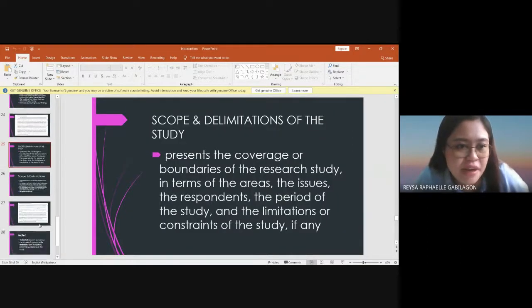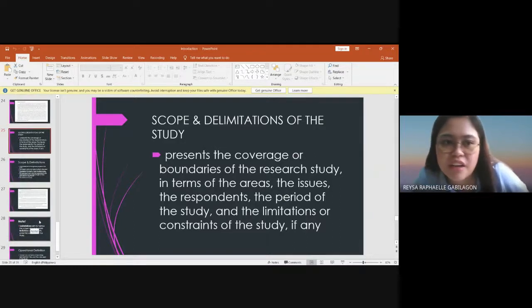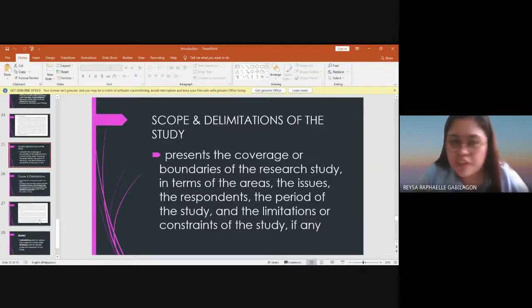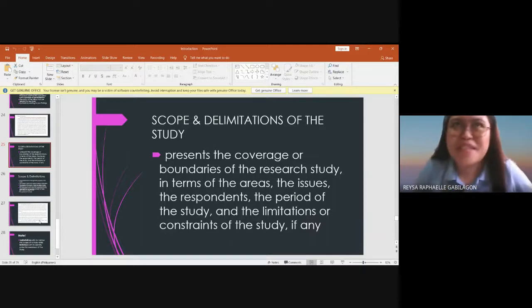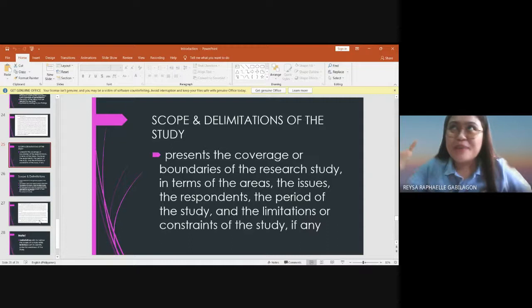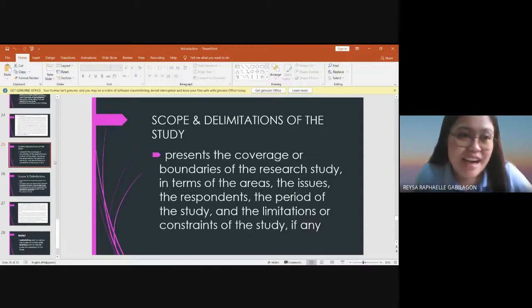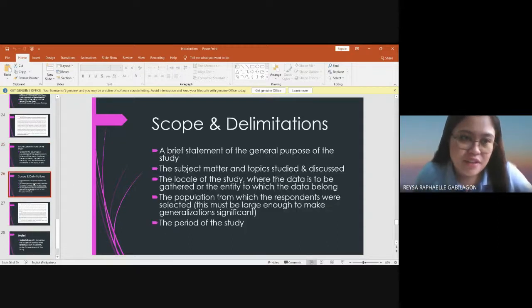Now, the last part here, the other parts of the introduction, will be discussed in the next meeting. But the next meeting will be the midterm exam, so that will be after the midterm exam. Other parts of the introduction.